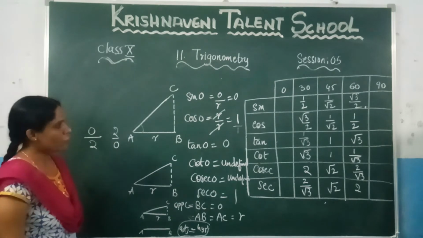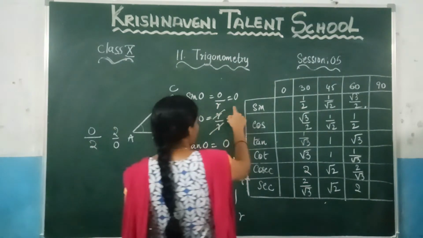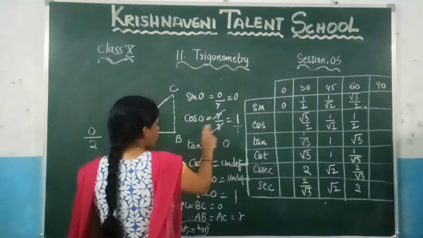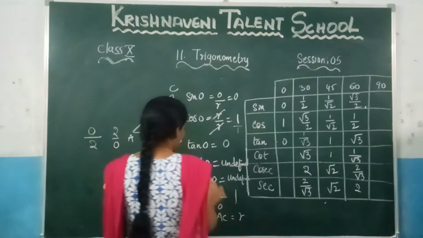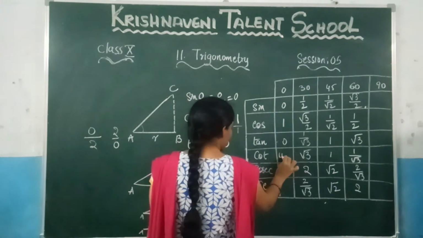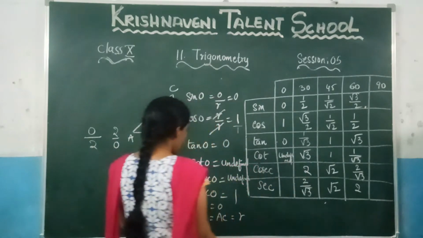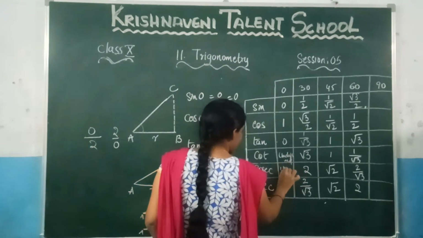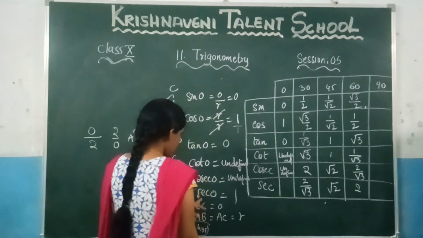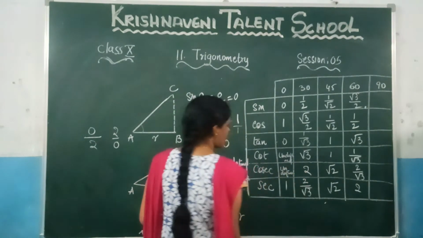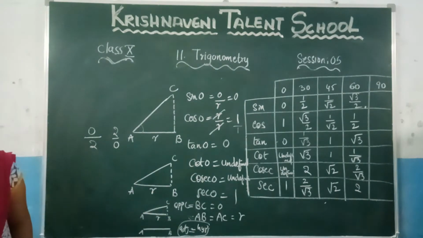Now we have found all the values of 0. So let us write it here. What is the value of sin 0? 0. And cos 0, which is 1. Tan 0, which is 0. And the cot 0, which is undefined. And similarly cosecant 0, again which is undefined. And the secant 0, which is 1. So we have calculated the values for 0. Now let us see the next one.